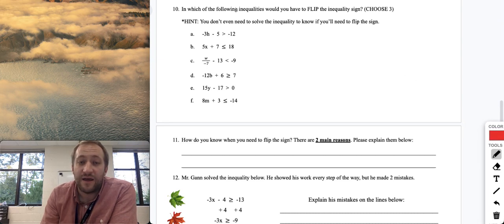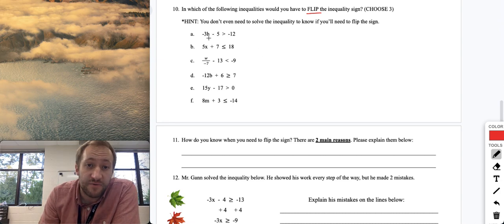So number 10, in which of the following inequalities would you have to flip the inequality sign? Choose 3 of these. And a big hint, you don't even need to solve these inequalities to know if you're going to have to flip it. There's an easier way. If the number that is attached to the variable is negative, I have to flip it. So let's look at this. My variable is h. Is the number attached to it negative? Yep. I'm going to have to flip that sign.